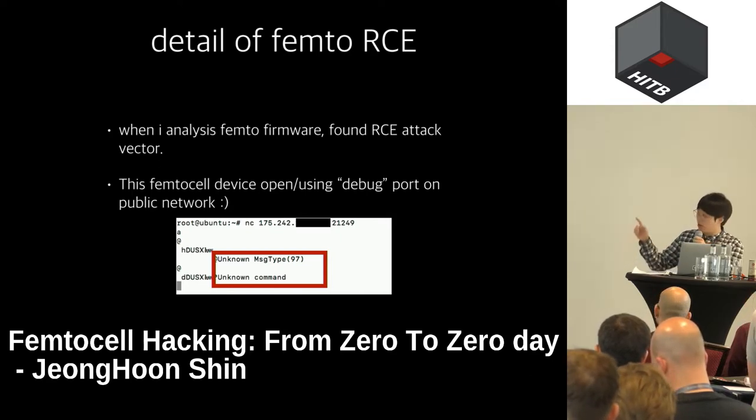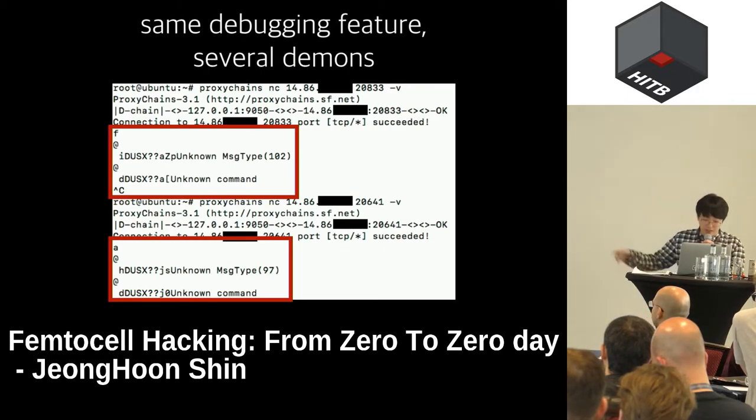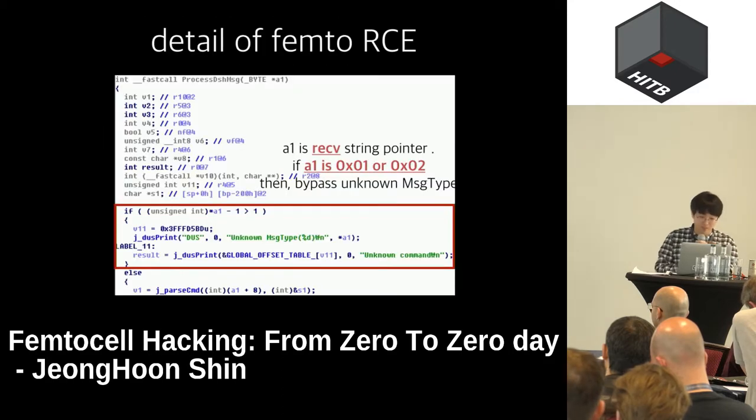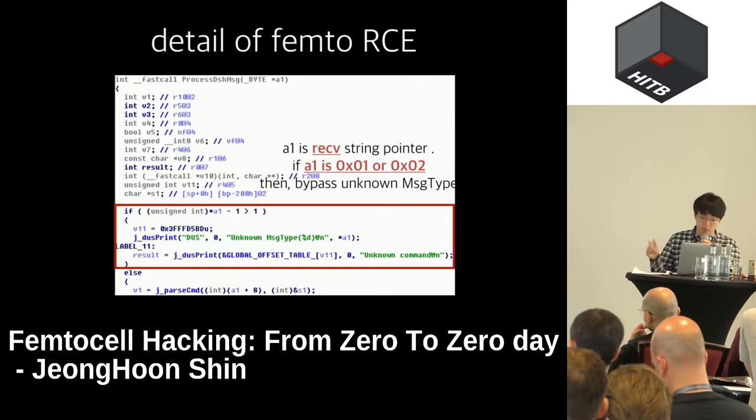I first started with the unknown message type. Do you see that? Two red boxes. This is an image that I accessed through a different port, but all of them had the same debugging features. I was very confused. The analysis did not take that long. If you look at the code, A1 is a string pointer delivered from the user to the recv function. The red box shows the routine that prints out the unknown message type. If A1 is parsed as either 1 or 2, then we can go to the parse CMD function.